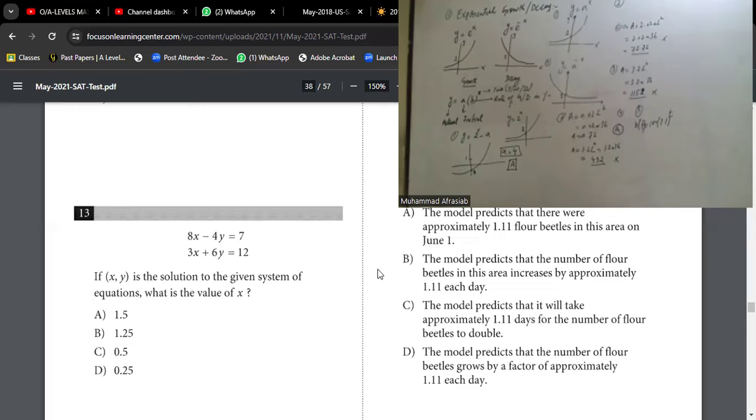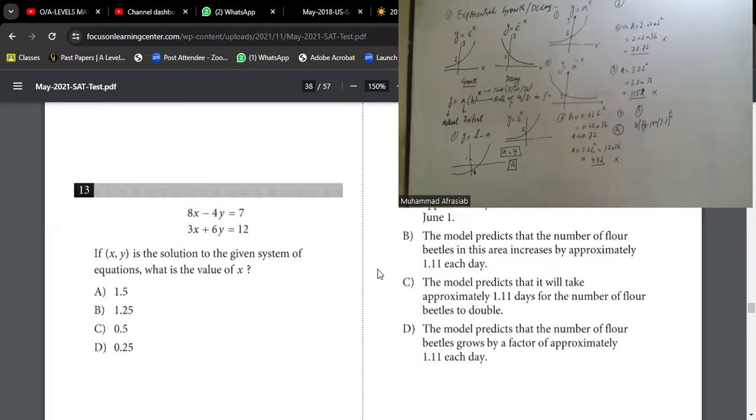Part D, the model predicts that the number of the floor beaters grows by a factor of approximately 1.1 each day. So this is the right choice. So the answer of this question number 3 is part D.